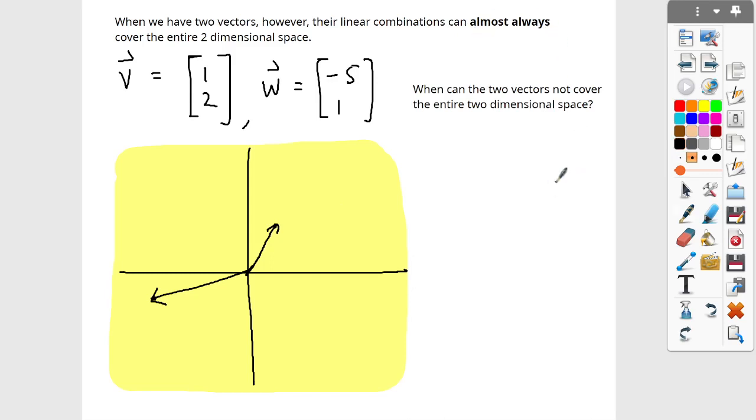When can you not determine the entire two-dimensional space? I'll let you guys think about that. I'll probably reveal the answer in chapter 2, which will be a long way away, but we will discuss that.